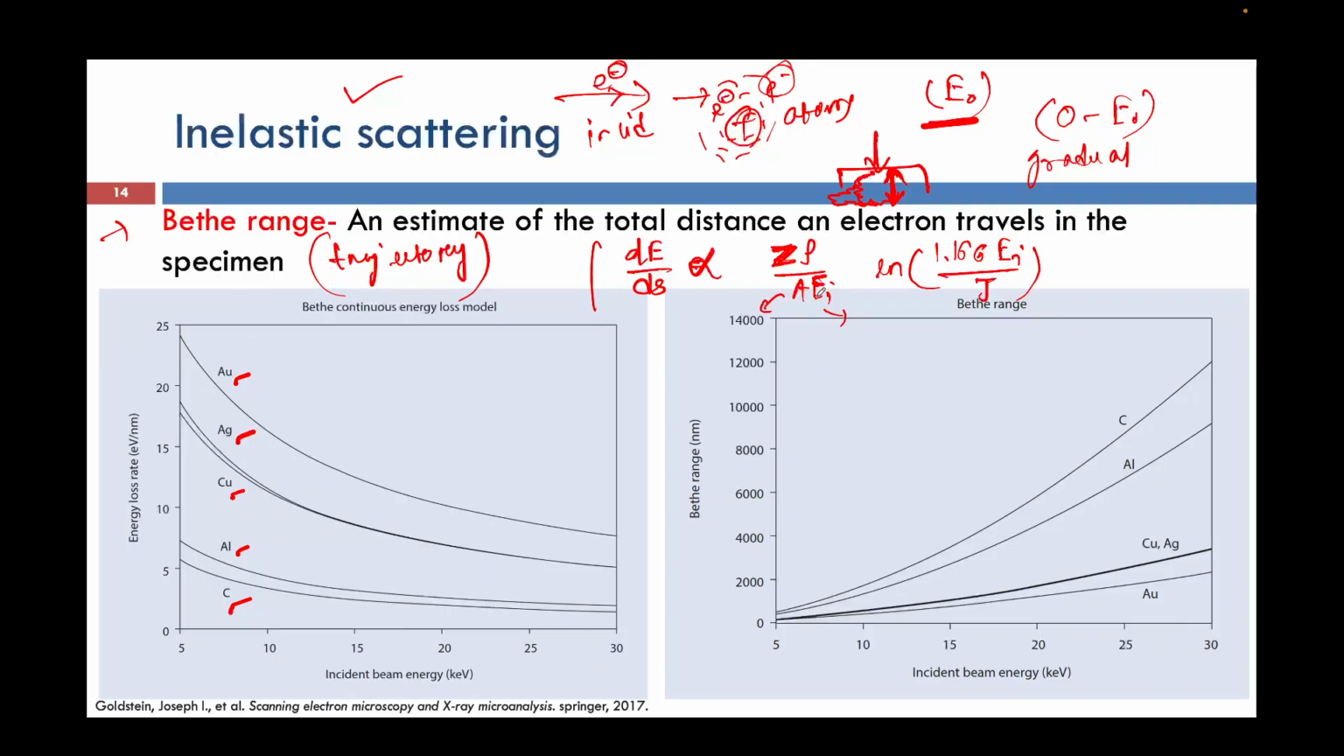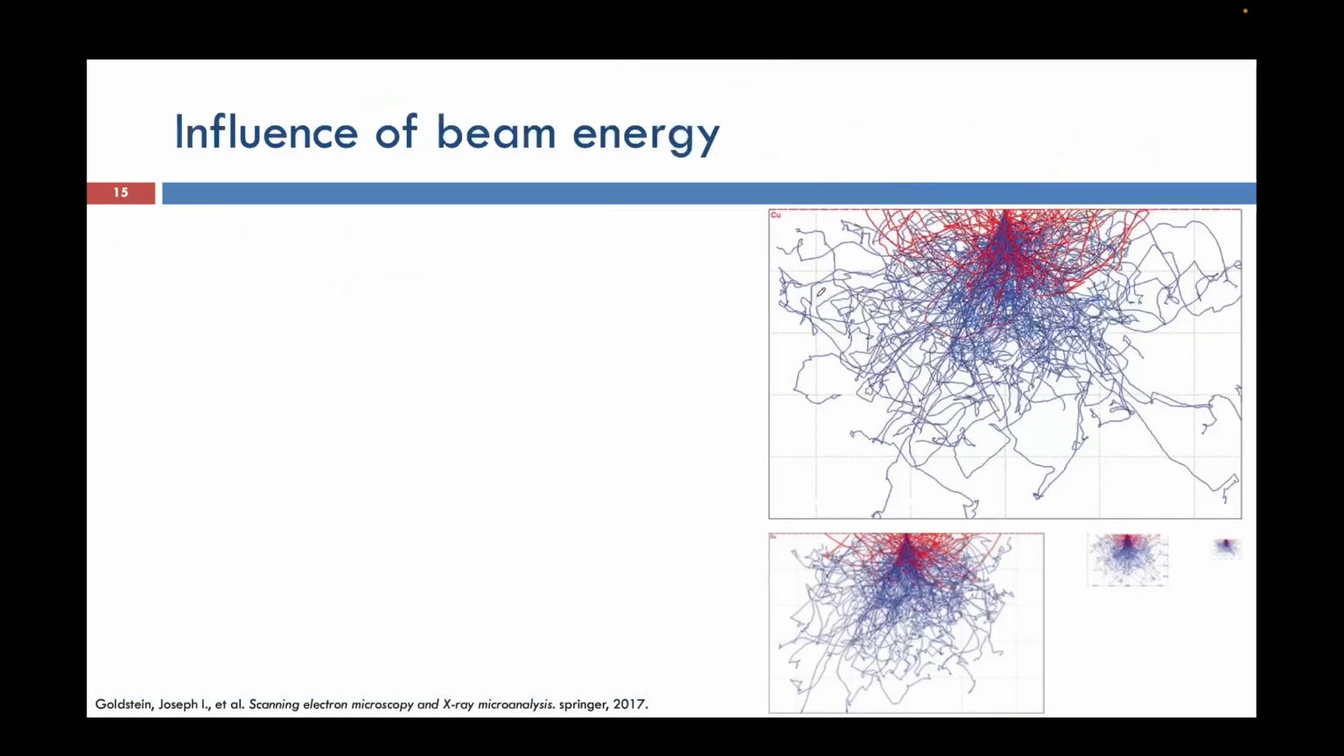Yeah, this is the Bethe range, and now we will see that when the incident electron beam interacts with our sample, an interaction volume is generated. But what does that interaction volume have to do with the influence of beam energy? How does that interaction volume change when we are changing the tilt angle? All those things we will see.